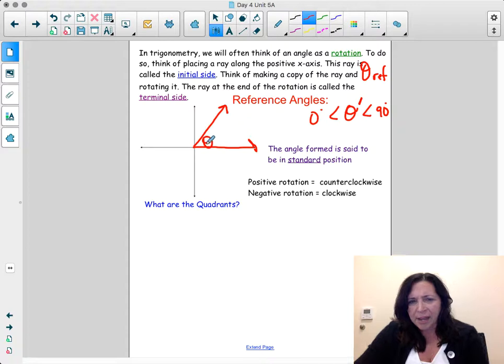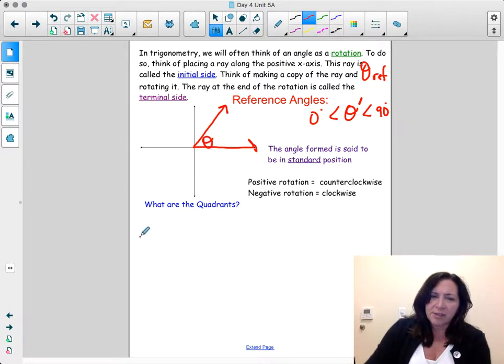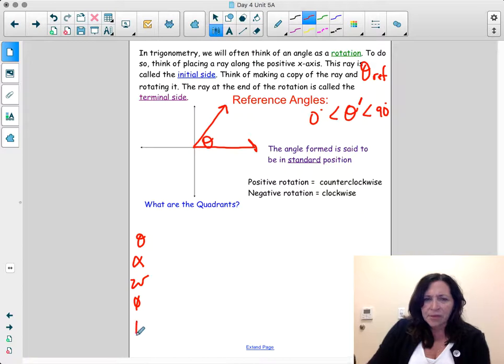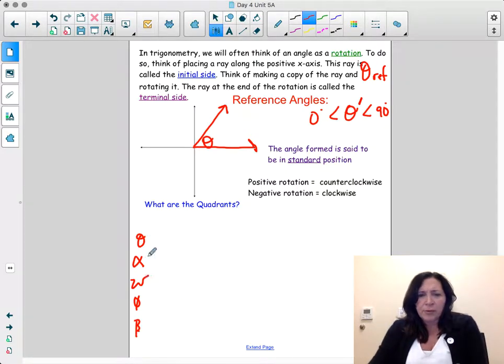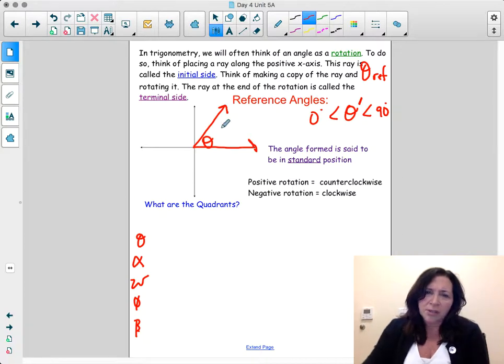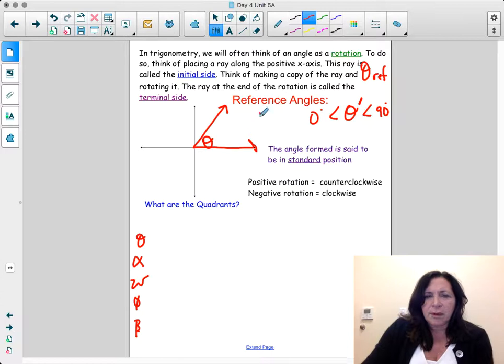We call that theta. You could say alpha, omega, phi, or beta. All of these are Greek letters, symbols for angles, so you can use any one. I usually just use theta. Okay, so we know this is quadrant 1, that's quadrant 2, quadrant 3, and quadrant 4.